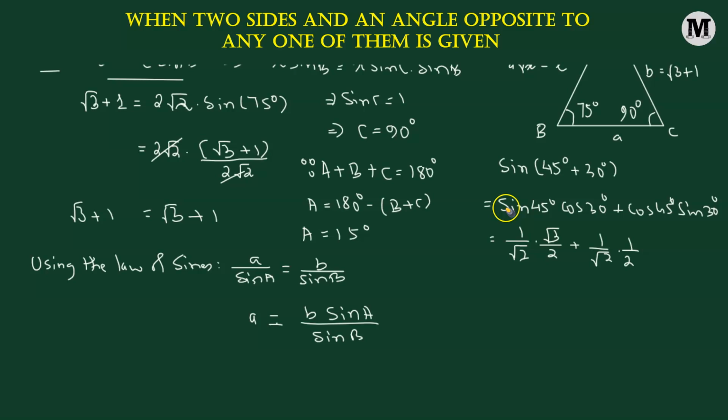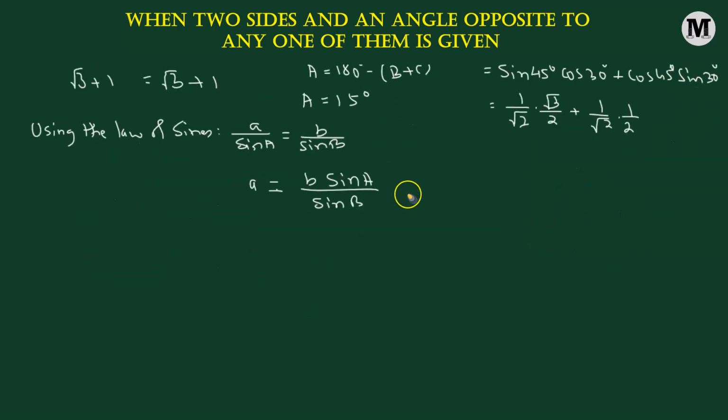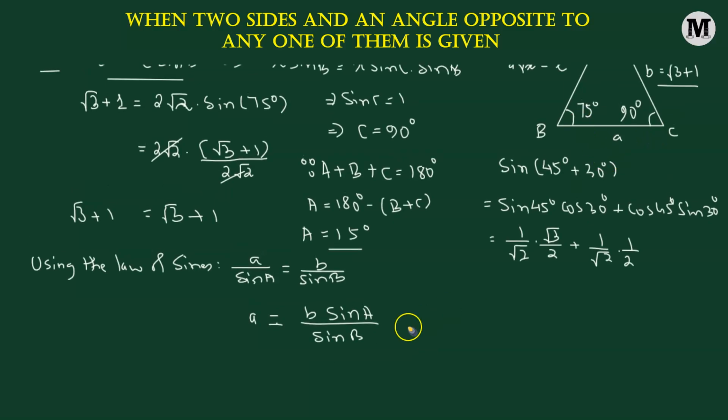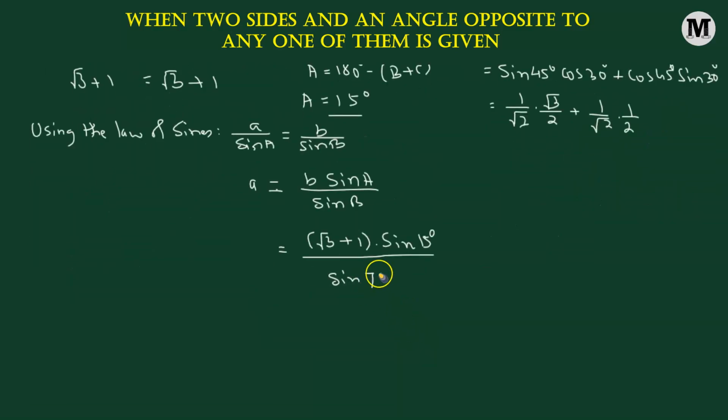So the B measure that's given to us is square root of 3 plus 1. Let's substitute it here. We have square root of 3 plus 1 multiplied by sine of angle A. So we just now found out the value of sine A, that's 15 degrees, divided by sine B. So B is 75 degrees. Using the same technique, you can find sine 15 degrees as well. We have already obtained the value of sine 75 degrees.